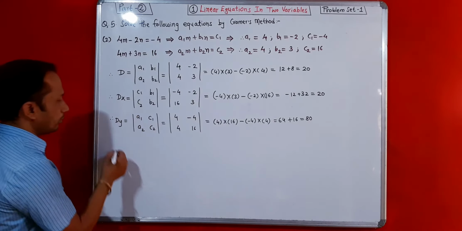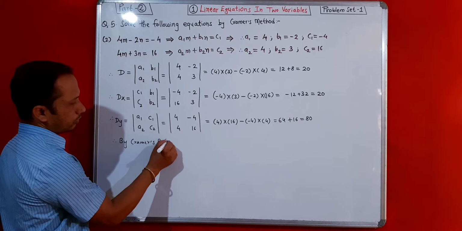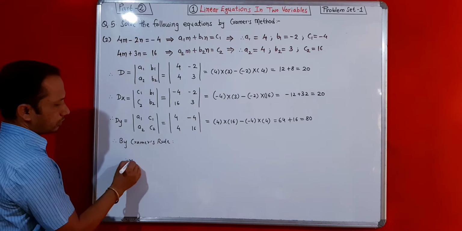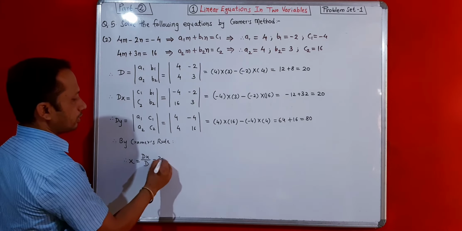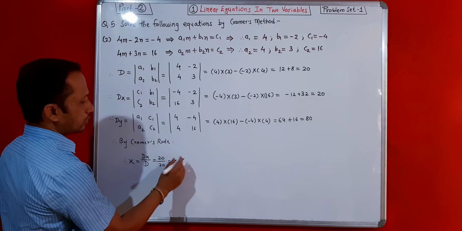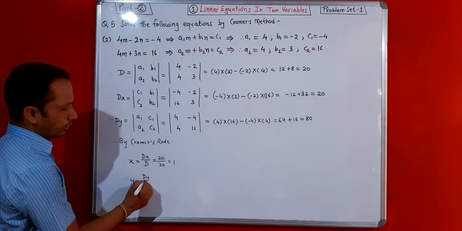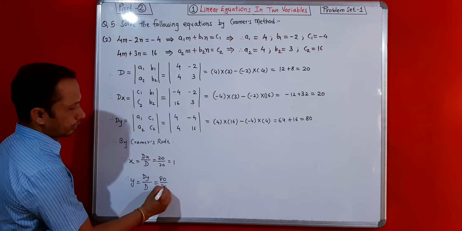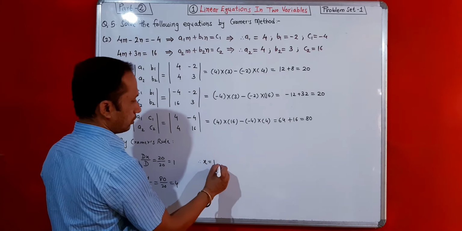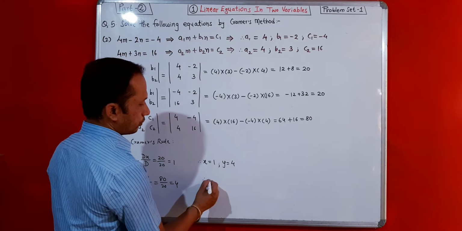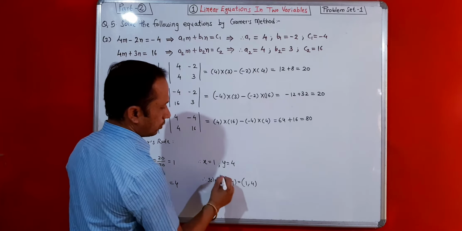Now by Cramer's rule, you have to follow this rule only. Therefore x is equal to dx upon d. So dx is 20 upon 20. It is 1. Therefore y is equal to dy upon d. So it is 80 upon 20. So it is 4. Therefore x is equal to 1, y is equal to 4. Therefore the solution x comma y is equal to 1 comma 4. This is the final solution.